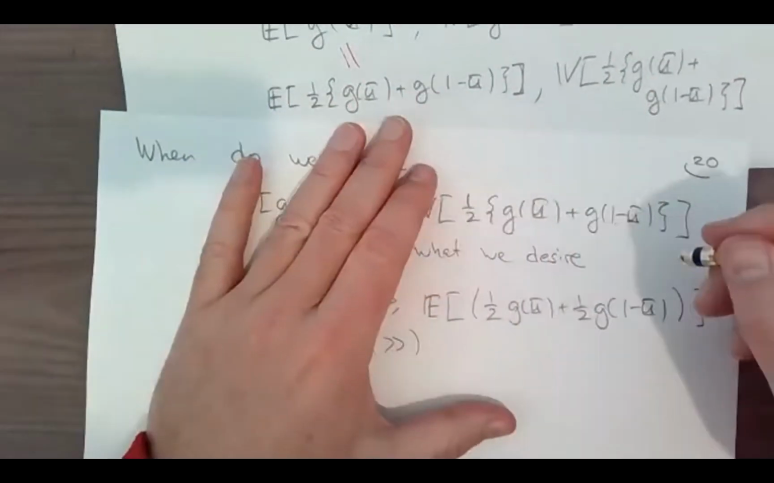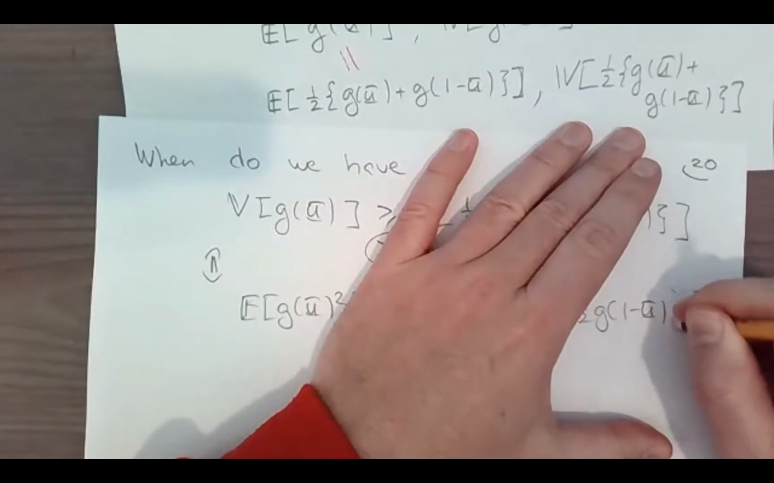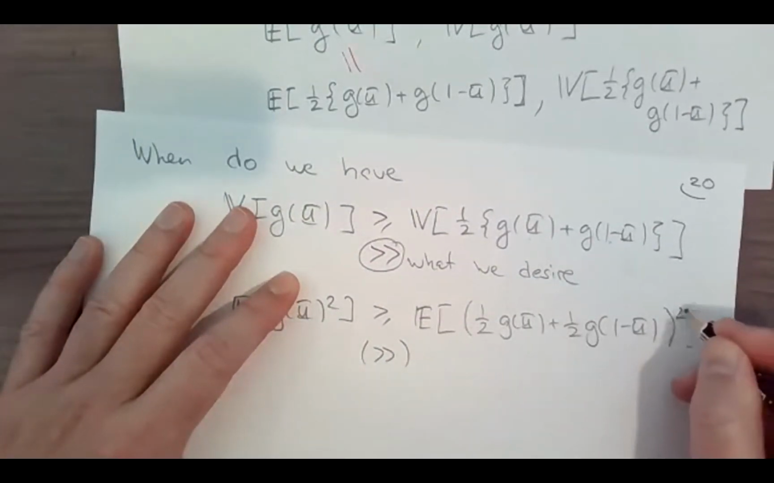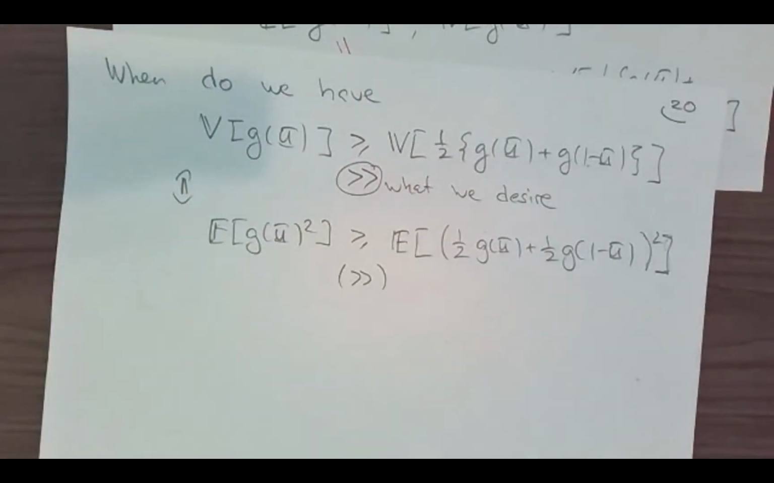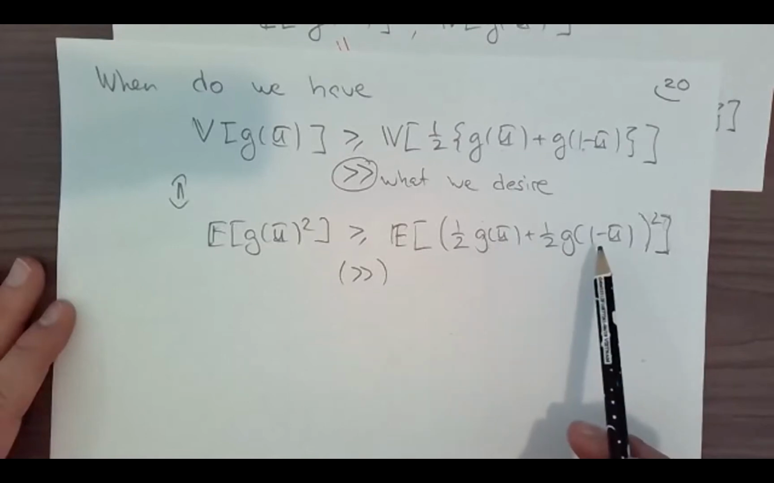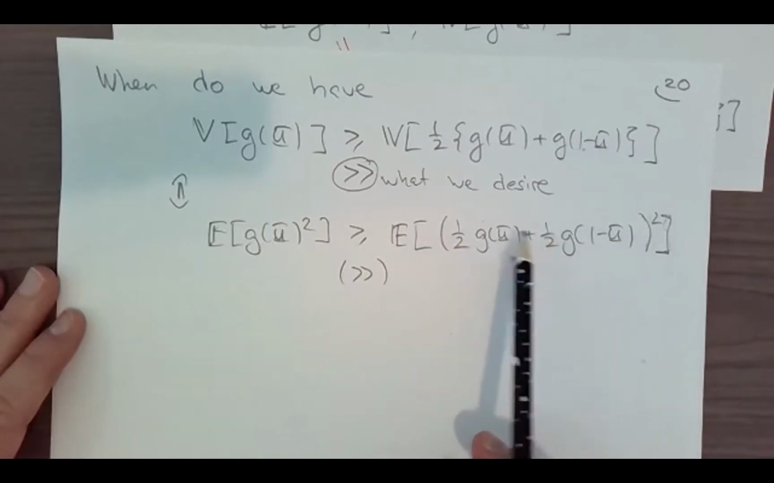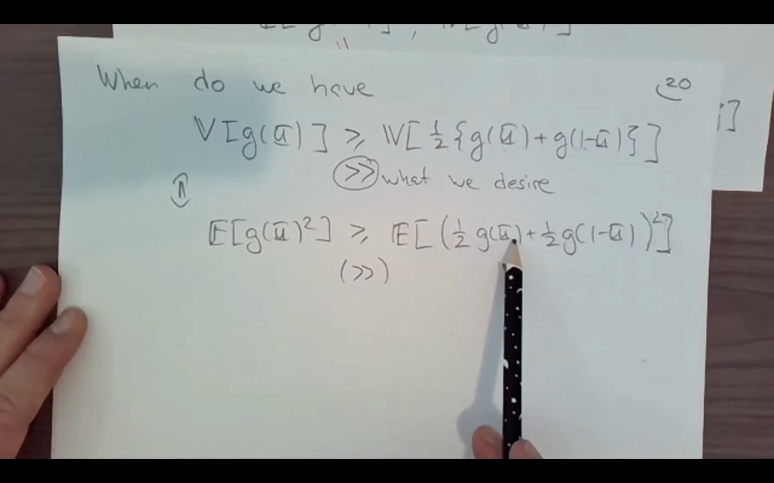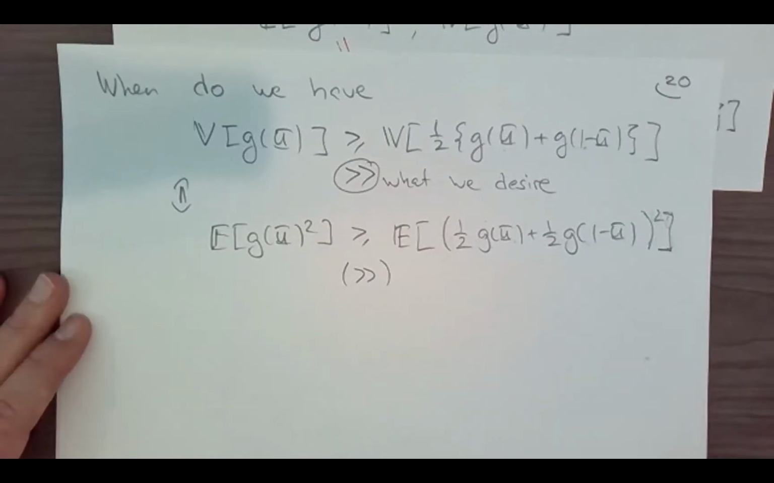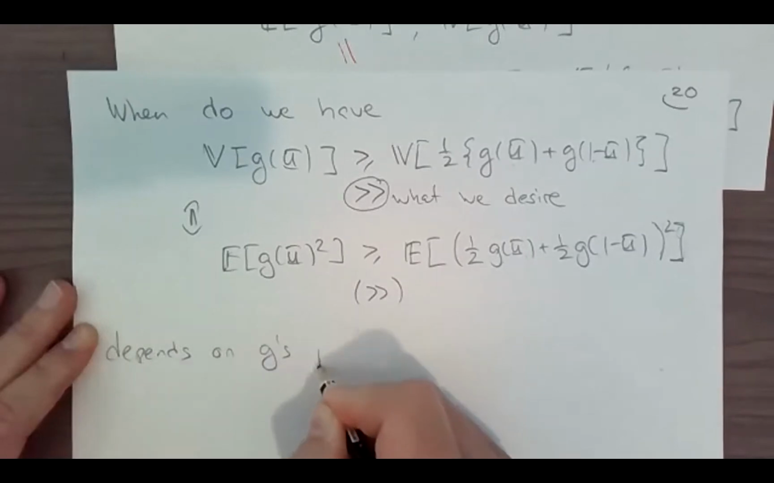Messed up the parentheses here. This should not be there. So it's going to be something with the covariance between G applied to U and G applied to 1 minus U. You can also try to play here with convexity. There's probably going to be something with Jensen's inequality, right? Because 1/2 U plus 1/2 (1 minus U), there should be something with convexity. So it depends on G's properties.